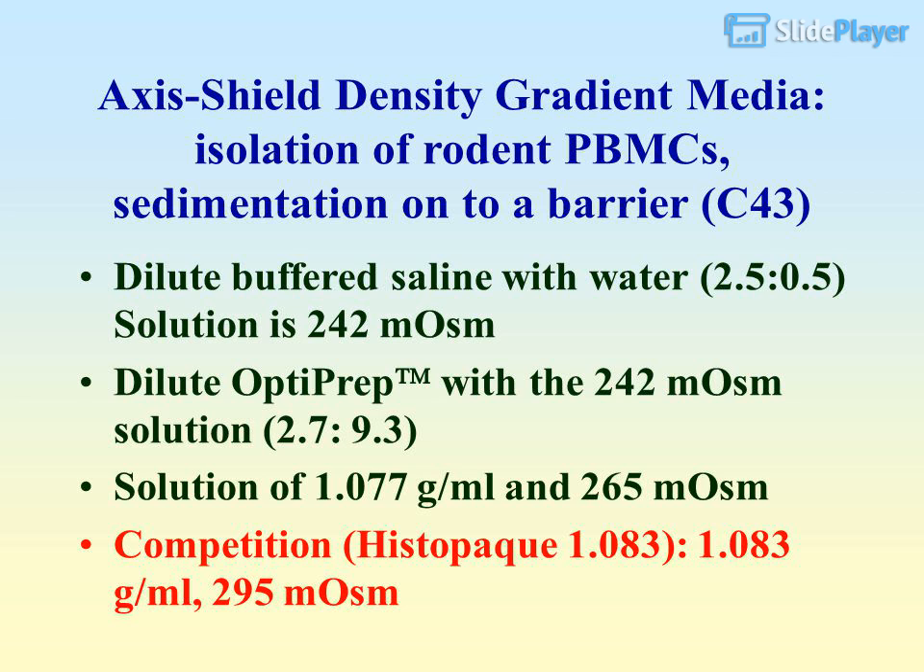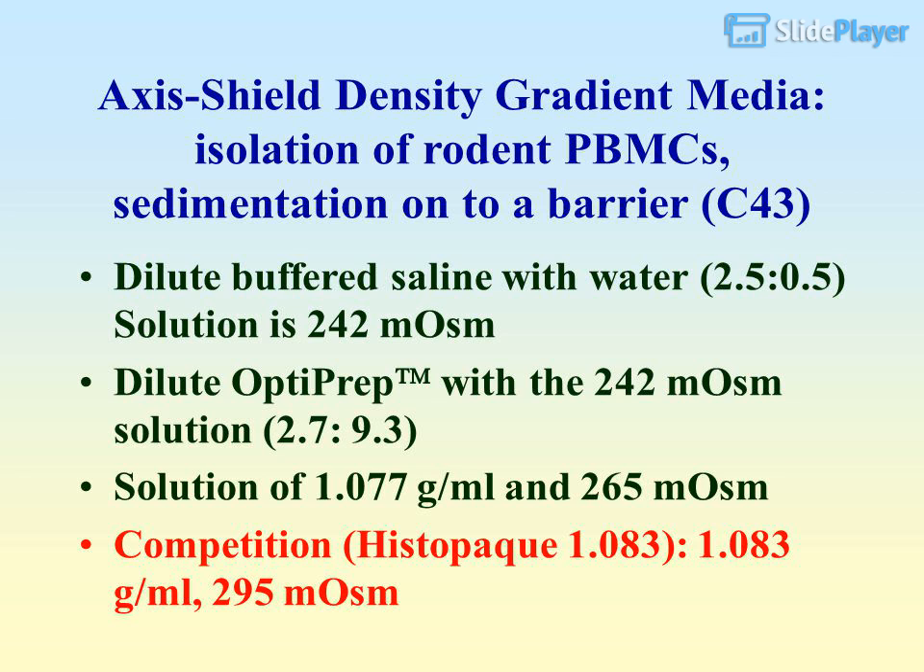Dilute buffered saline with water, 2.5:0.5; the solution is 242 mOsm. Dilute OptiPrep with the 242 mOsm solution, 2.7 to 9.3. This gives a solution of 1.077 grams/ml and 265 mOsm. Competition: Histopaque 1.083, 1.083 grams/ml, 295 mOsm.